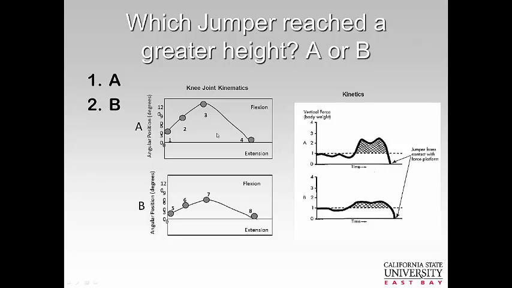All right, so greater knee joint angles create a bigger counter movement, which creates a larger force, which creates a larger impulse, which creates a larger momentum, which creates a larger initial velocity, which results in a greater jump height. And we're going to stop there.